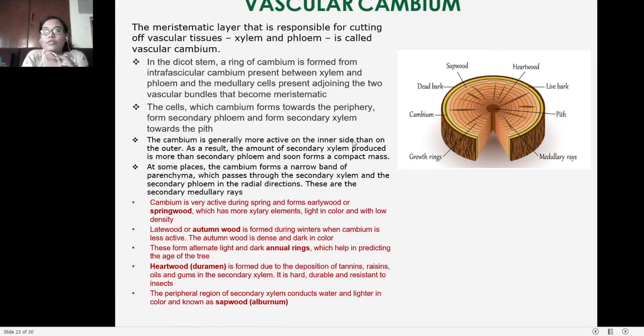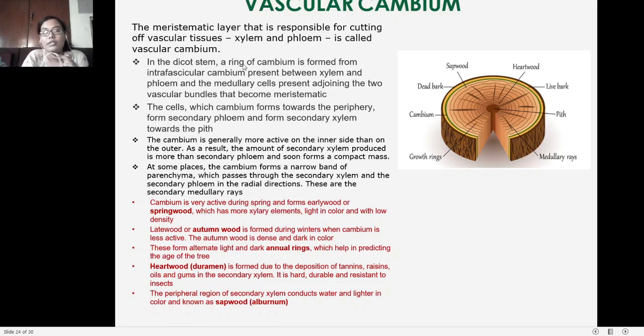Now first we will be learning about the function of the vascular cambium. What does this vascular cambium do? This vascular cambium is responsible for cutting off xylem and phloem.